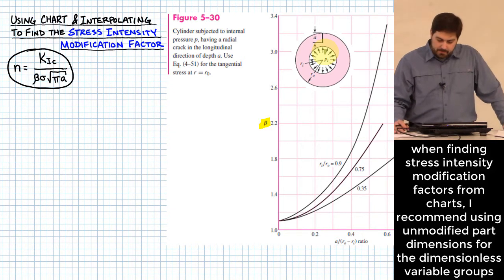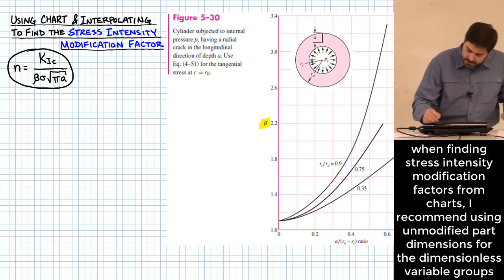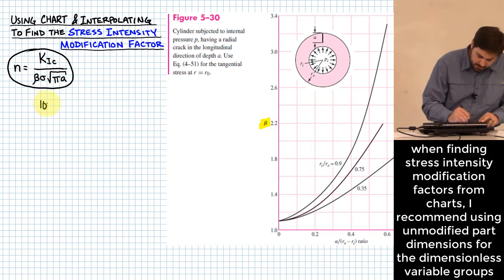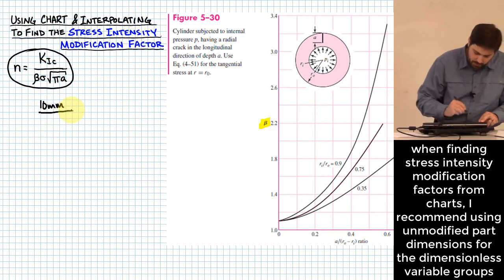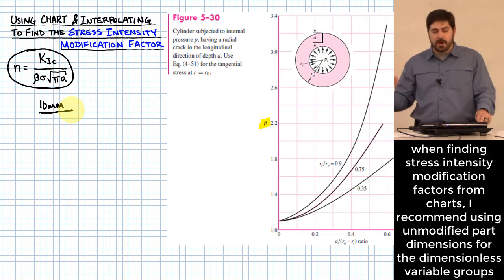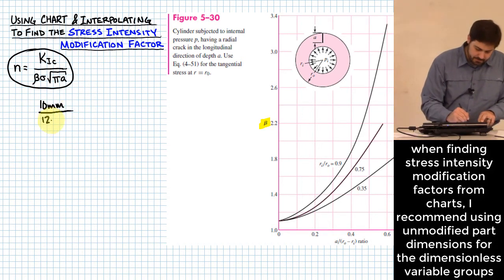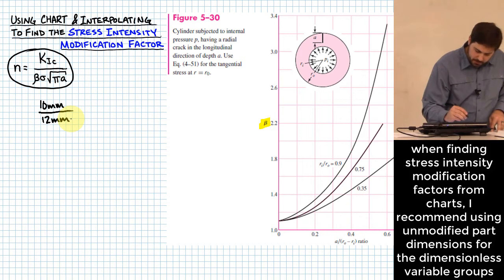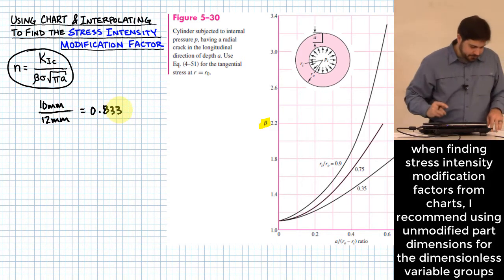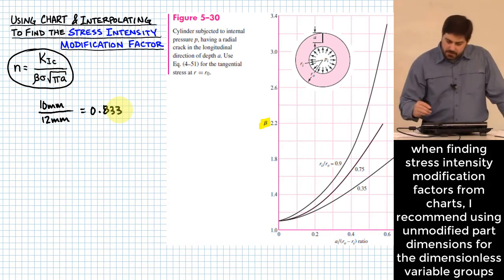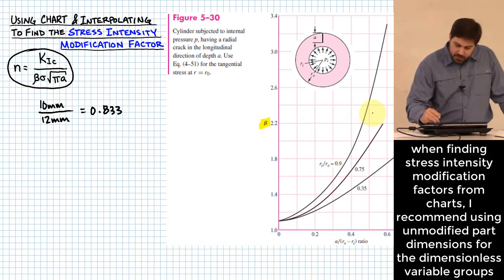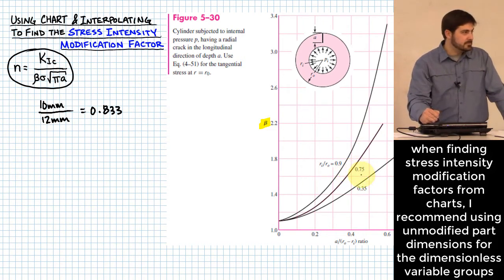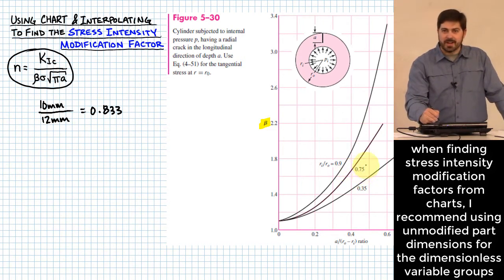So I'm going to suggest that we take Ri. For us, Ri was 10 millimeters, and what was Ro originally before we accounted for the crack? 12 millimeters. So when I do that, Ri over Ro ends up being 0.833. That basically doesn't pick one of these curves. We'll deal with that in just a second, but right now I'm going to leave that alone.